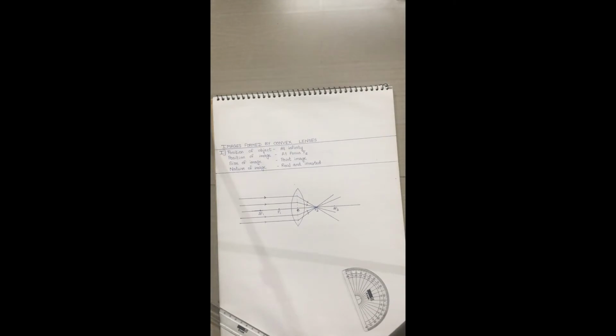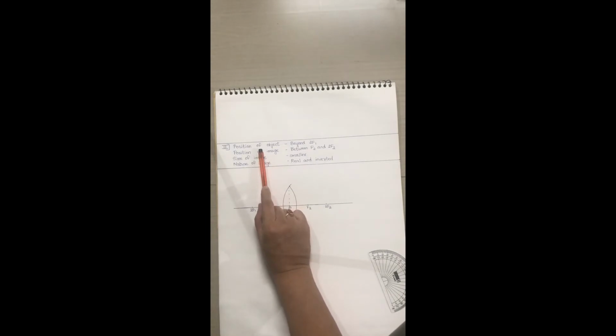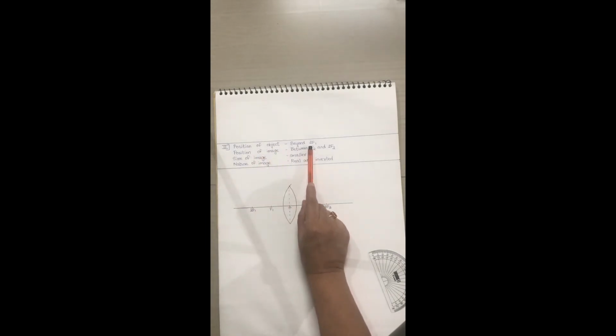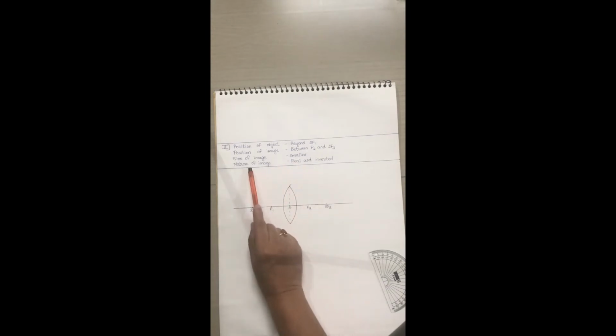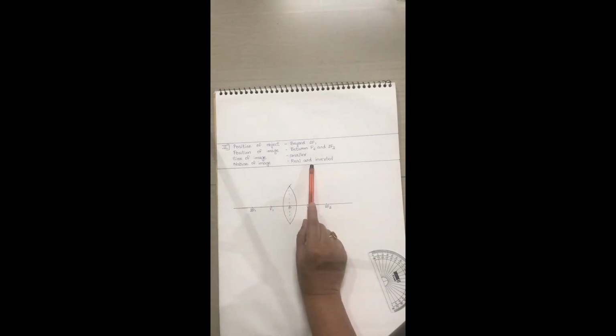Now we may move on to the next diagram. Now the next case: the position of the object is beyond 2f1. The position of the image is between f2 and 2f2. The size of the image is smaller and the nature of the image is real and inverted.